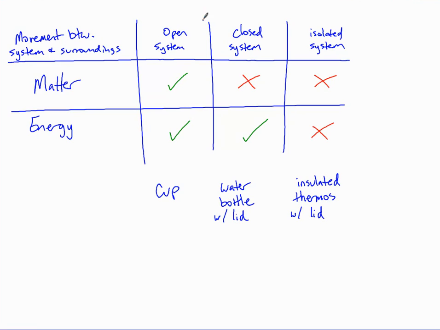Second thing we have is a closed system. And in a closed system, matter is confined to the system. The matter cannot get out. Matter from the surroundings cannot get in.